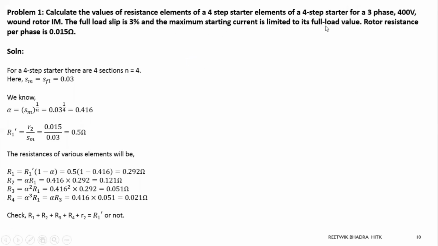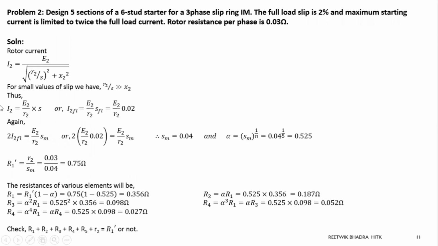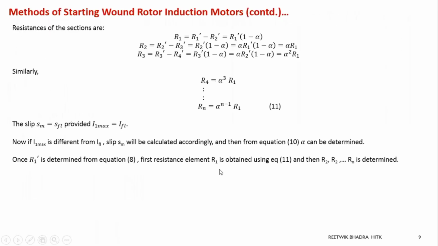If maximum starting current is limited to full load value, then the full load slip is taken as SM. If not, then do this calculation and calculate your SM. Without your SM, your alpha cannot be calculated. See the steps, whatever steps I have told you, you have to follow. First the SM calculation, then alpha, then R1 dash, then the individual resistances, and at last you have to perform the check. So 5 steps in problems of starters related to wound rotor induction motor.